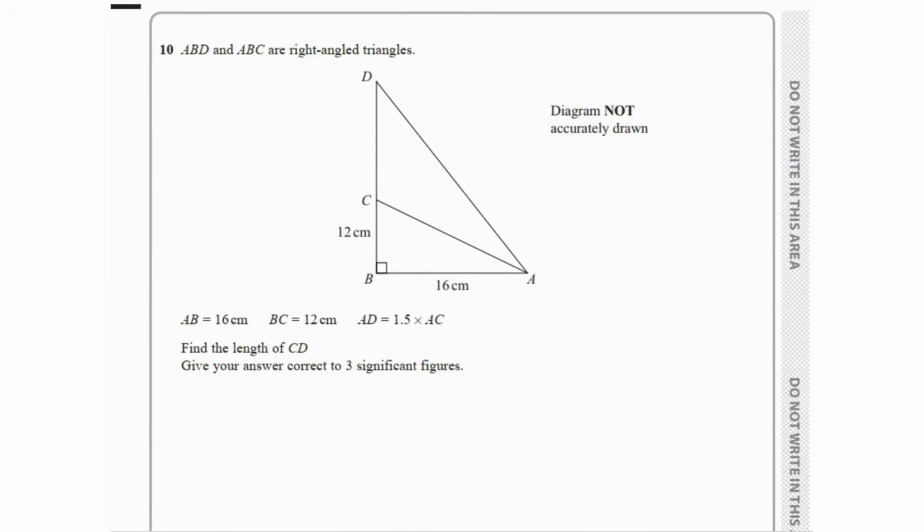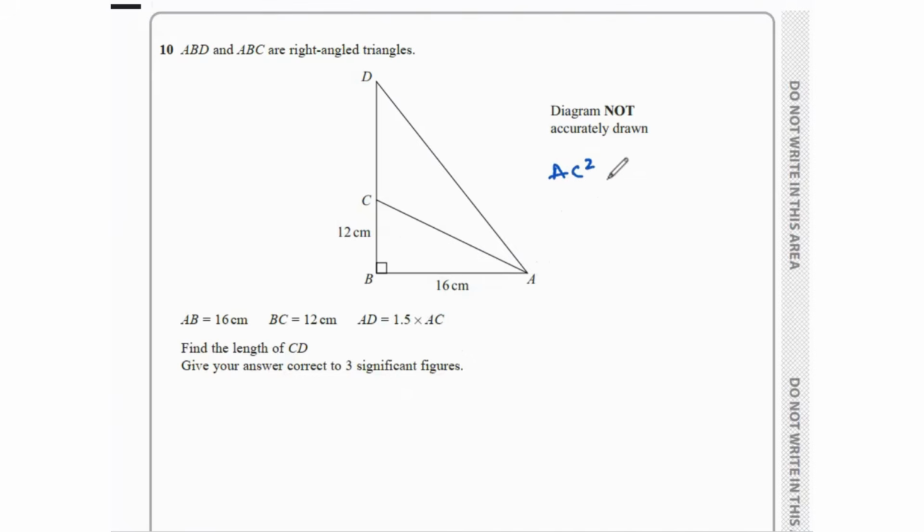Then ABD and ABC are right angle triangles. AB is 16 centimeters, BC is 12 centimeters, and AD is 1.5 times AC. Find the length of CD. So first find the length of AD, because AD is 1.5 times AC. So if you look at the triangle ABC, we have BC, we have AB, and it's a right angle triangle, which means we can use Pythagoras to figure out AC.